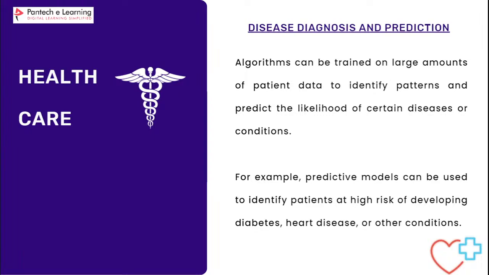In healthcare, algorithms can be trained on large amounts of patient data to identify patterns and predict the likelihood of certain diseases or conditions. For example, predictive models can be used to identify patients at high risk of developing diabetes, heart disease, or other conditions. Already we know how doctors check and detect disease. Based on the report, the doctor identifies that this person has heart disease or sugar, diabetes.